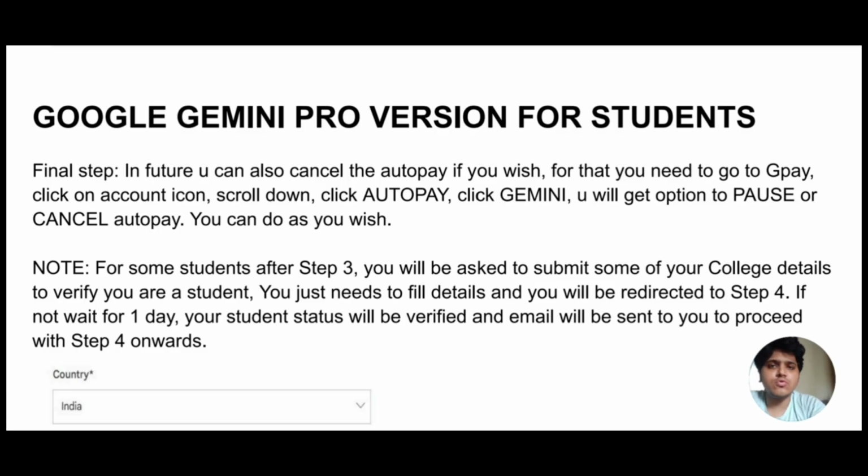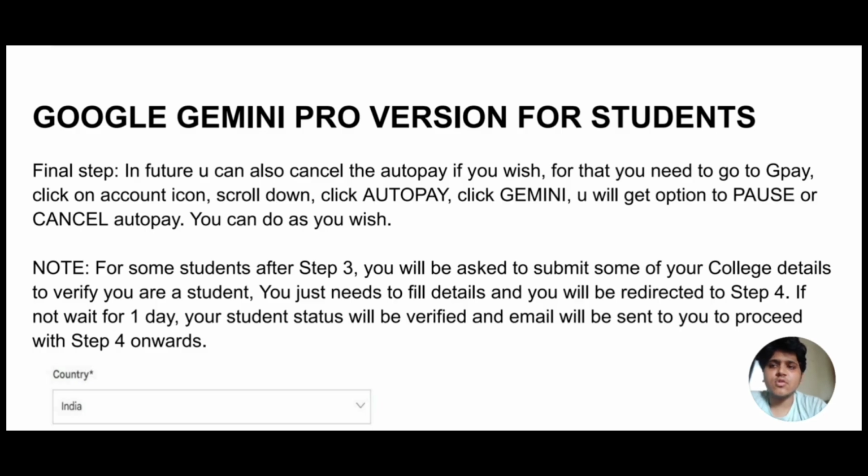For that you need to go to Google Pay, or wherever you have set the auto pay option, then click on the account icon on the upper right side, and click on the auto pay option. Scroll down, below or above Settings, the auto pay option is there, click that. On clicking that, you will see something called Google Gemini written, click on that, and you will get the option to pause or cancel the auto pay.